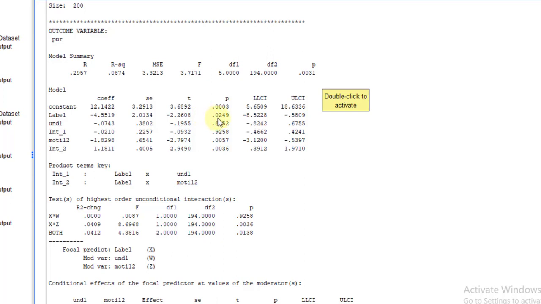After that, if you look at the p-values, the label is found to be significant. Further, understanding is insignificant. Interaction of understanding with label is also insignificant. The second moderator is found to be significant and its interaction with the independent variable is significant. The test of higher order unconditional interaction shows the same as above, that the interaction of the independent variable with W is found to be insignificant while the interaction with Z is found to be significant. As a whole, the interaction terms are found to be significant, and both interactions are making a change of 4.12% in the R square.